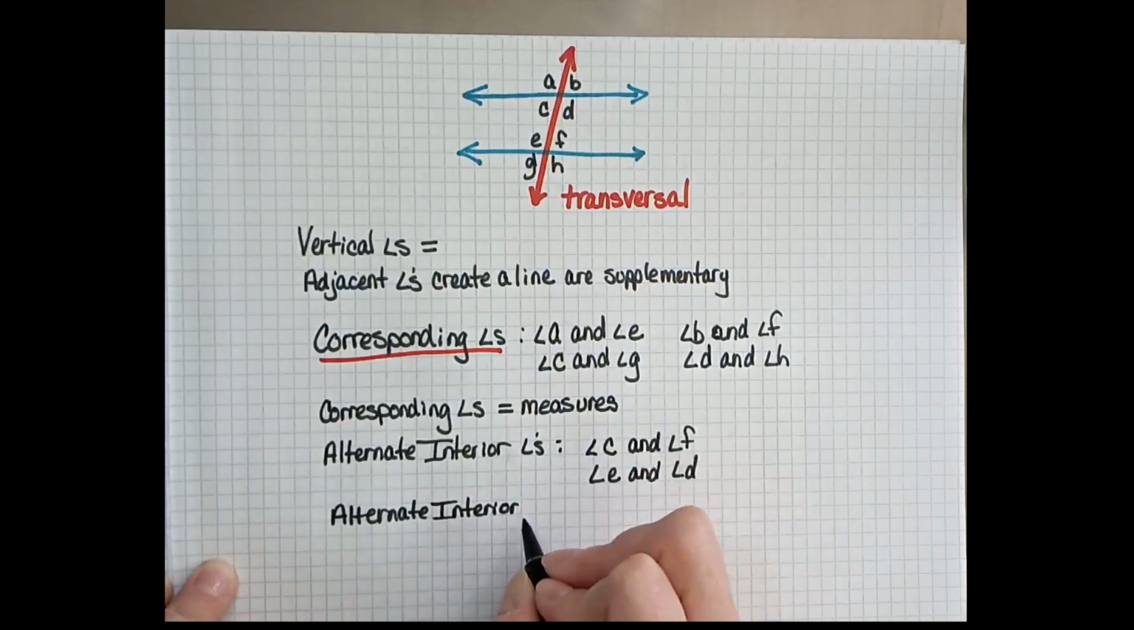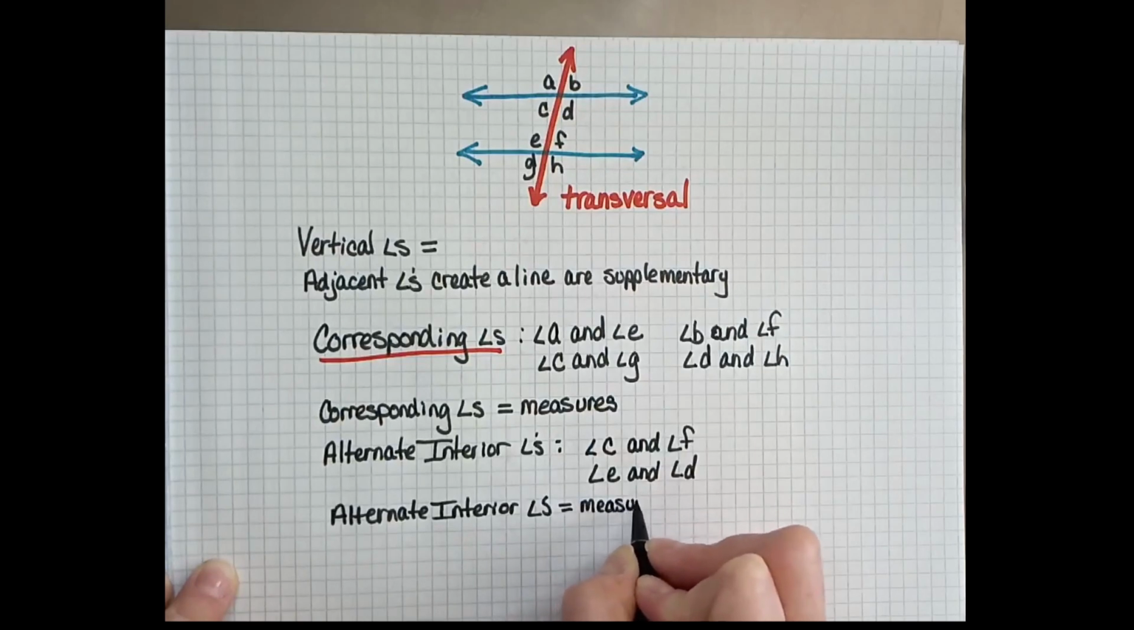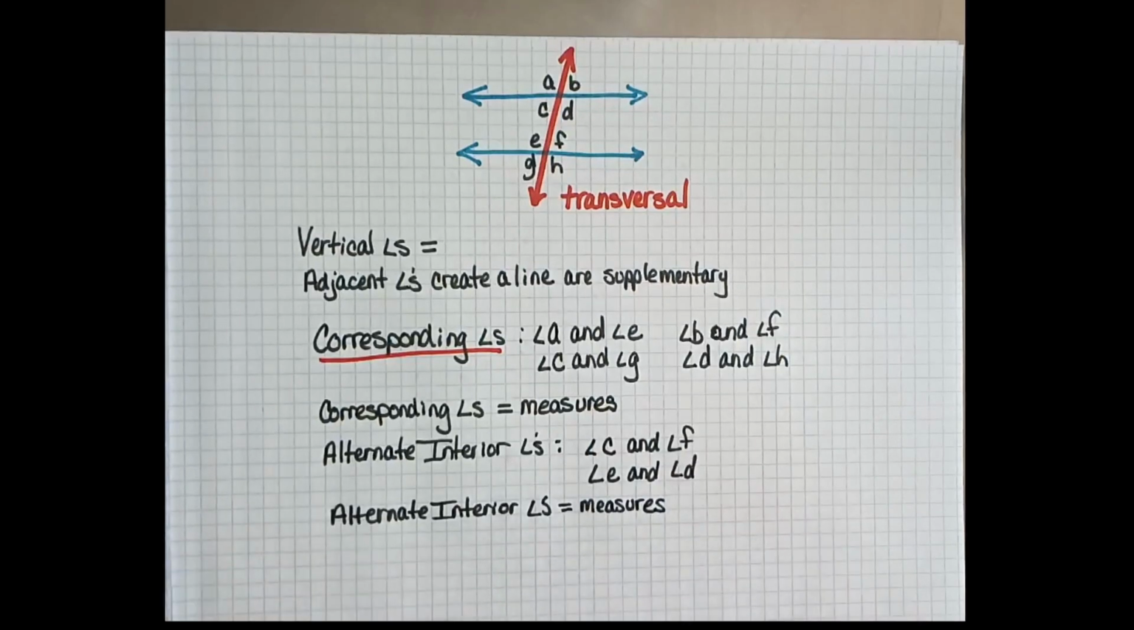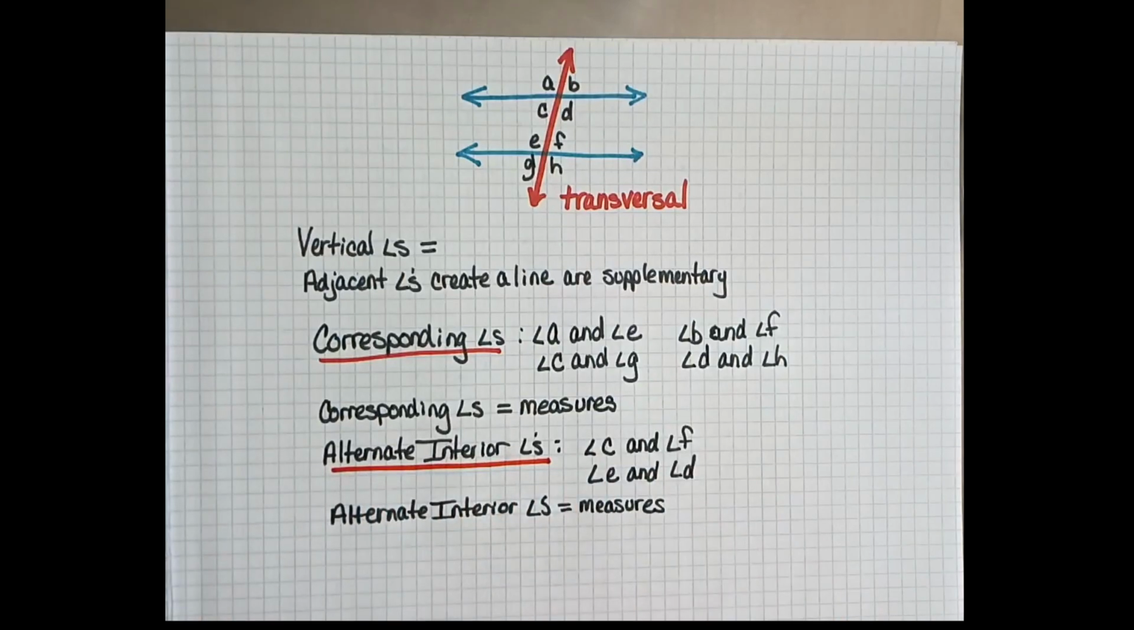So if I know one of them, I know the other. And that helps us out a lot when we are solving problems or trying to find measures of things that look like they might not be connected, because we can sometimes find a relationship like this and find the measurements that way. So alternate interior angles also have equal measures.